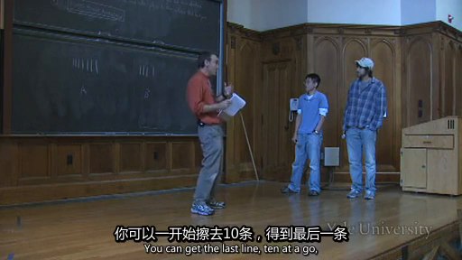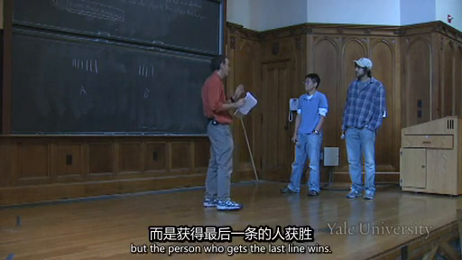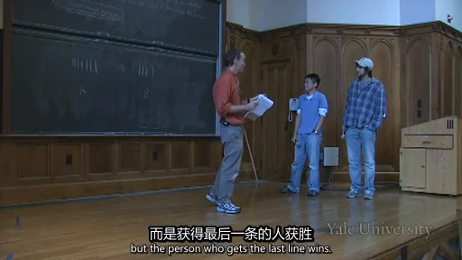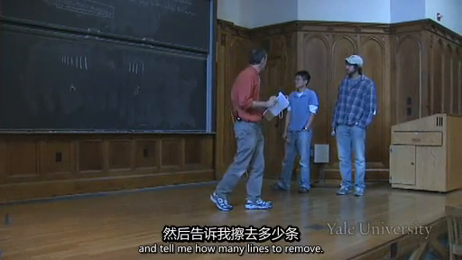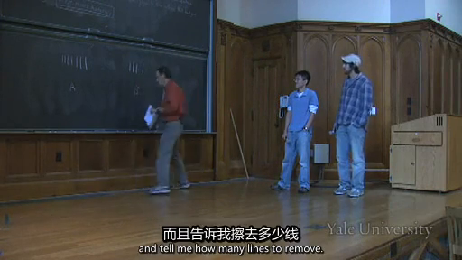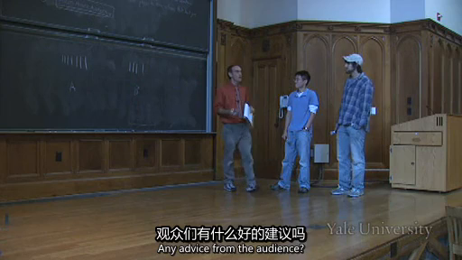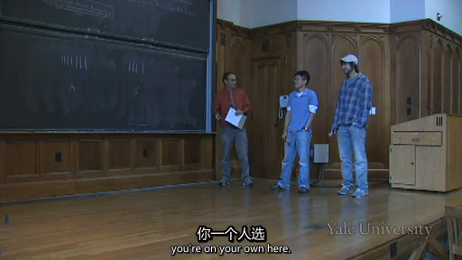You can get the last line 10 at a go. It doesn't have to be that there's only one on the board when you get the last line. But the person who gets the last line wins. All right, so you have to pick a pile each go and tell me how many lines to remove. So Li Xing, why don't you go first? You can choose pile A or pile B and tell me how many lines to remove. Any advice from the audience? No advice? You're on your own here.